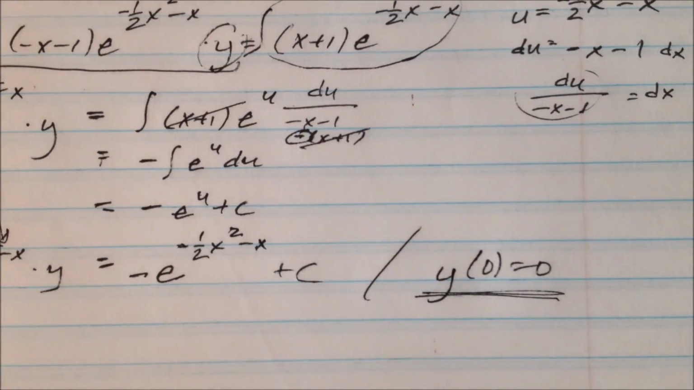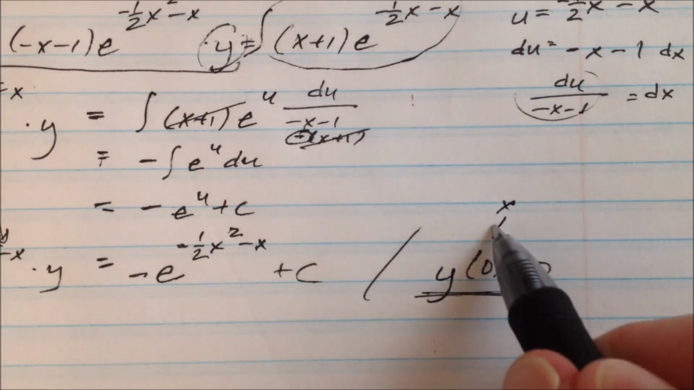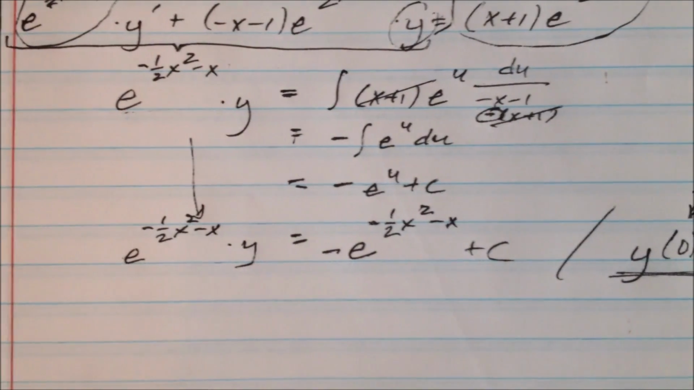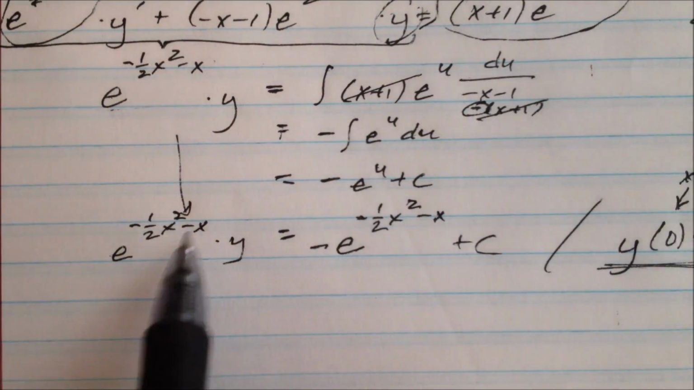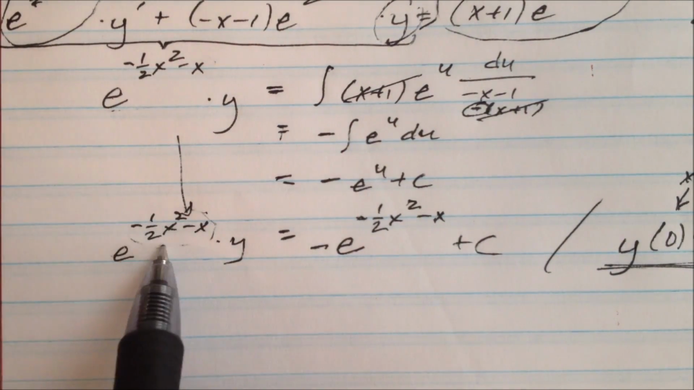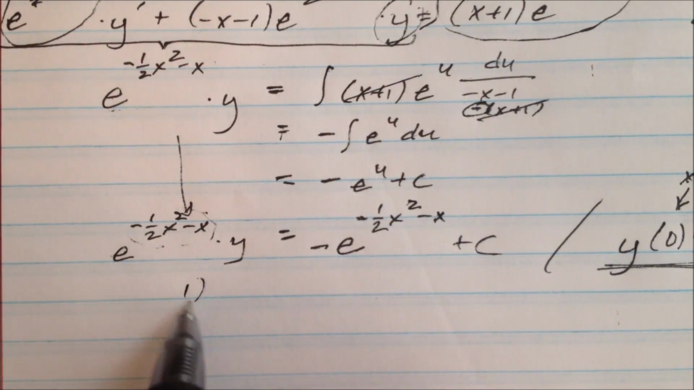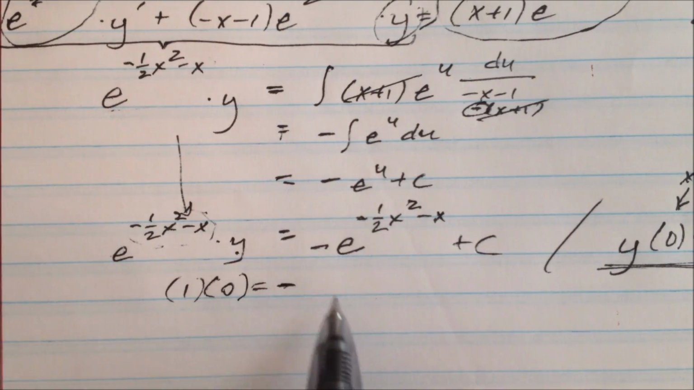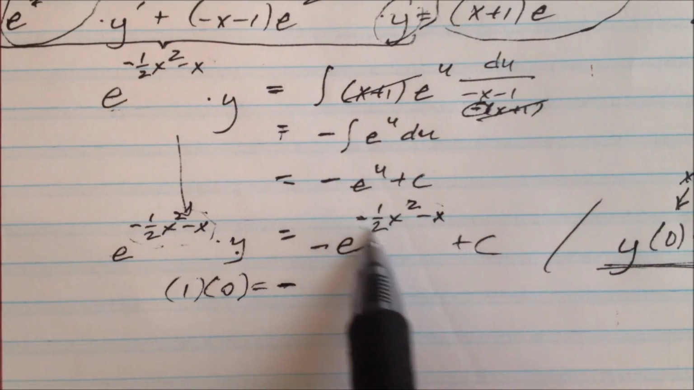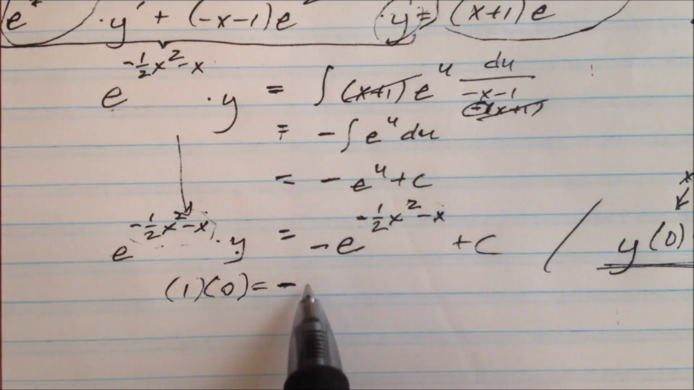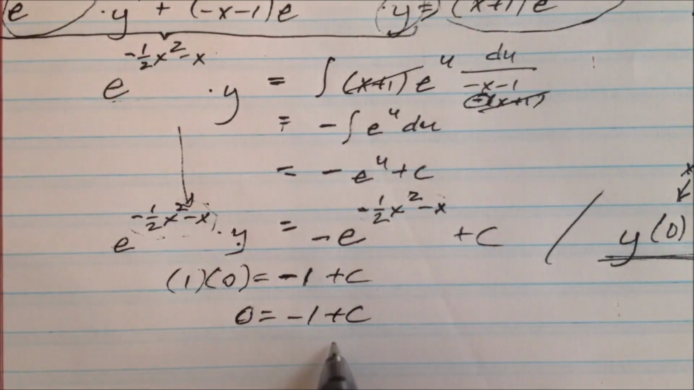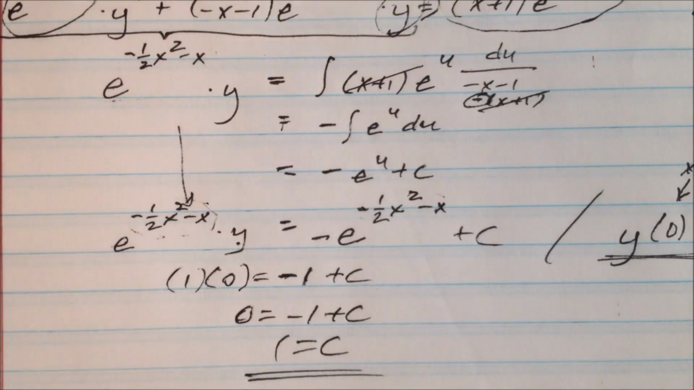So at this point, let's go ahead and put our initial condition in. So we have y of 0 equals 0. That means our x is 0, and our y is also 0. So let's just throw a bunch of zeros in here and see what happens. So this exponent just becomes 0. So e to the 0 is 1, and y is 0, so 1 times 0. We have negative, and this whole thing becomes 0, so e to the 0 is 1, plus c, so 0 equals negative 1 plus c. So c equals 1. Hey, that's not so bad at all.